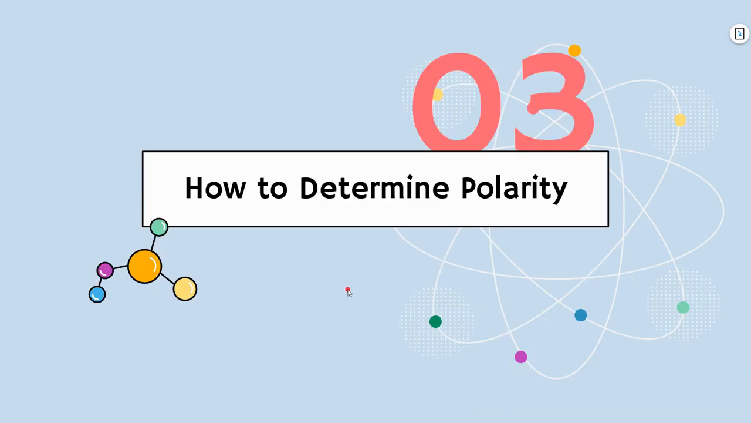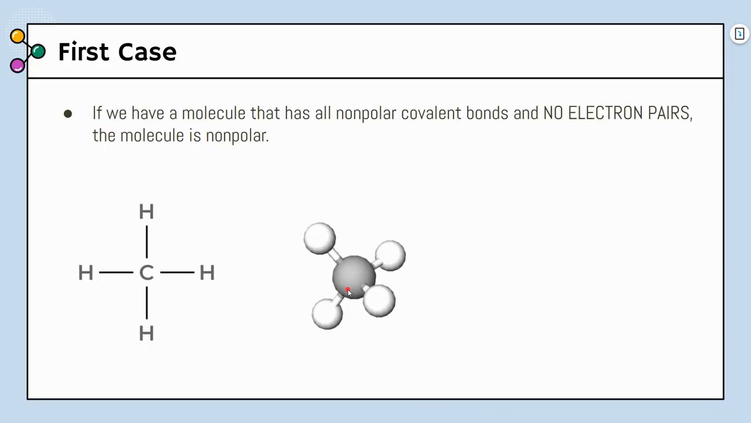So how do we determine polarity? Well, in three-dimensional molecules, the first case we would have is if we have a molecule that has all nonpolar covalent bonds and no electron pairs. This molecule would then be nonpolar.